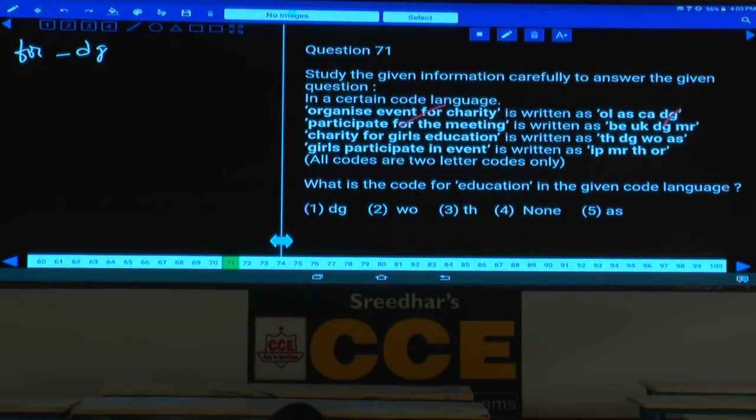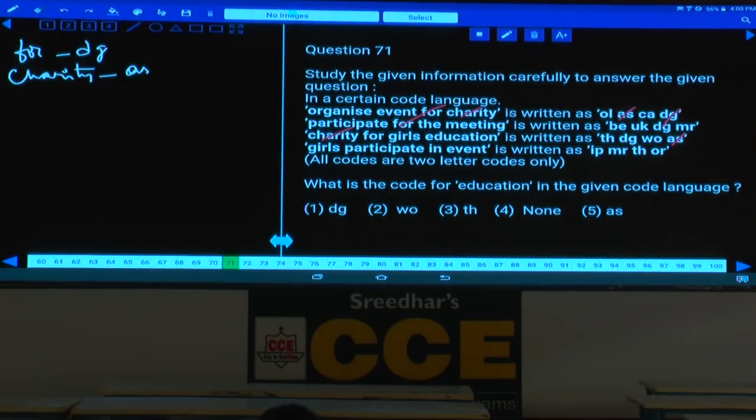Organize event charity, and charity is the word which is common. As charity is the word which is common, tell me what is the code common between these two? AS is common between these two, and the code to the word charity is AS.